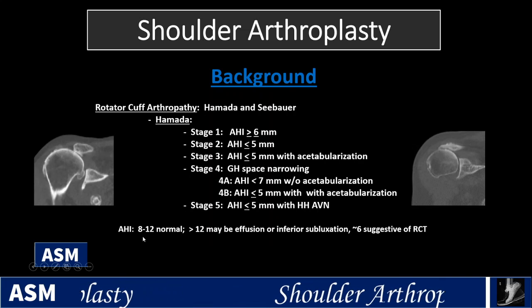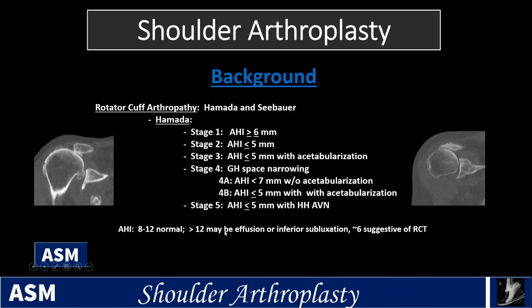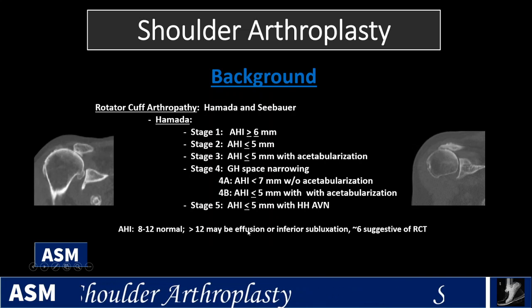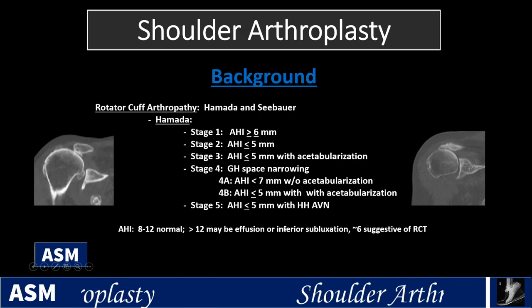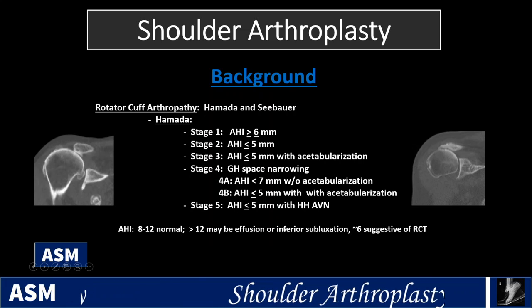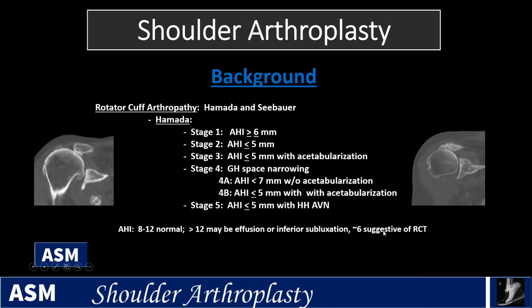So normal acromial humeral interval is going to be 8 to 12 millimeters. Greater than 12 may suggest the presence of an effusion, a big bursitis, inferior subluxation, loss of muscular tone, so contralateral motor stroke. And then at about a level of a 6, you're going to start thinking about a rotator cuff tear.